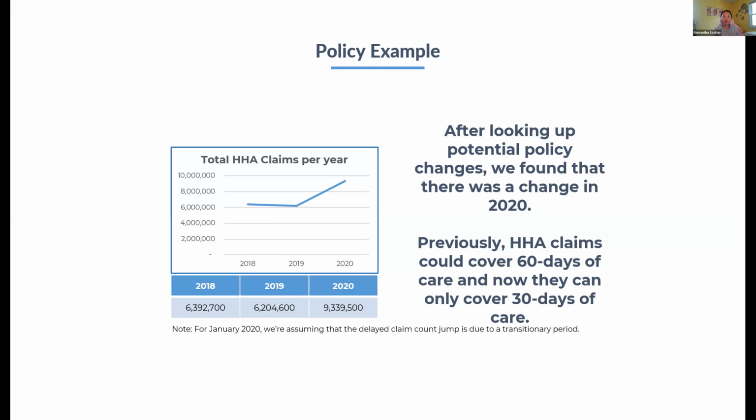You might also be thinking, hey, Sammy, I thought you said the jump started in February. So what about January? In that case, we're going to assume that there was a transition period. Sometimes CMS announces that they're going to do a transition period from A to B. For this particular instance, there really wasn't a mention of a set transition period. So for 2020, we're just going to assume that the delayed claim count jump is due to a transition.